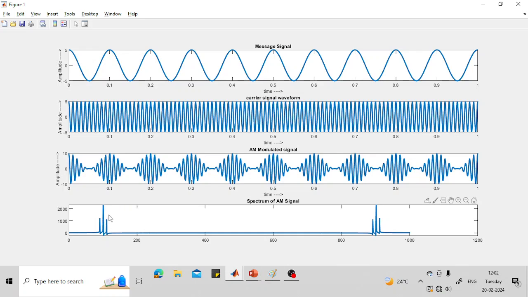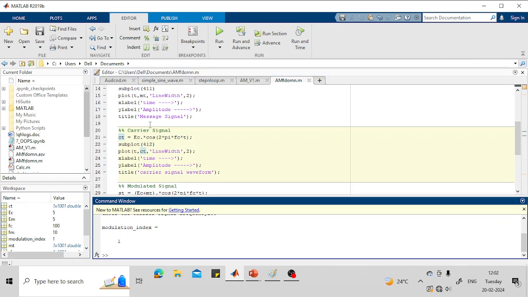Okay, so this is for modulation index 1. Now we will see what will happen for modulation index greater than 1. For that, what you have to do is run the code once again.